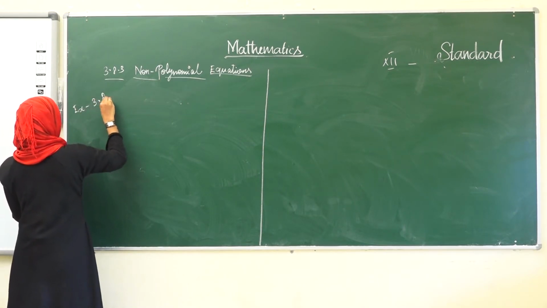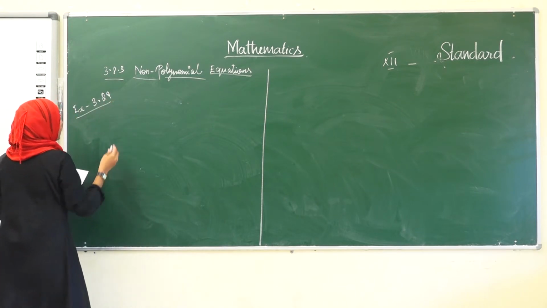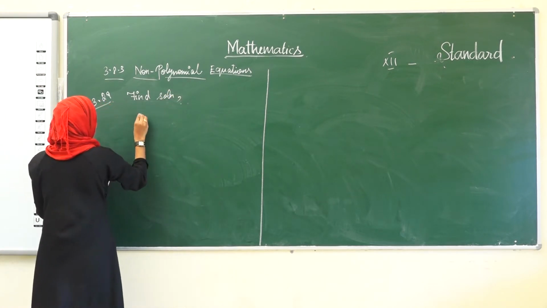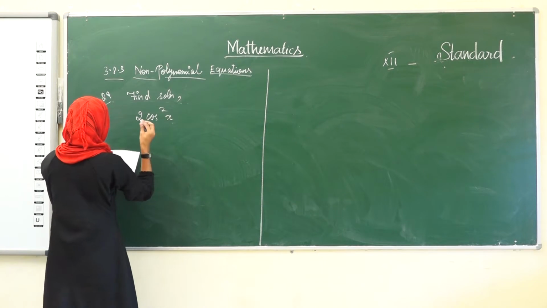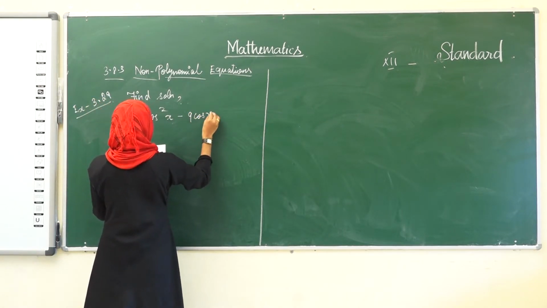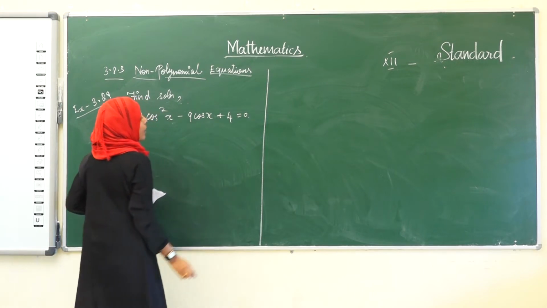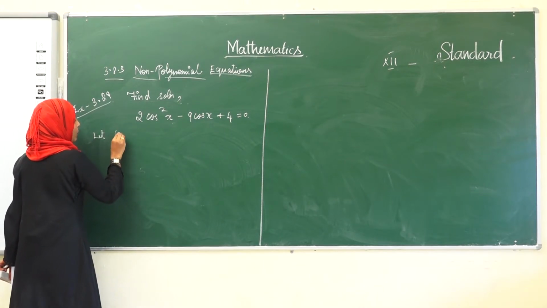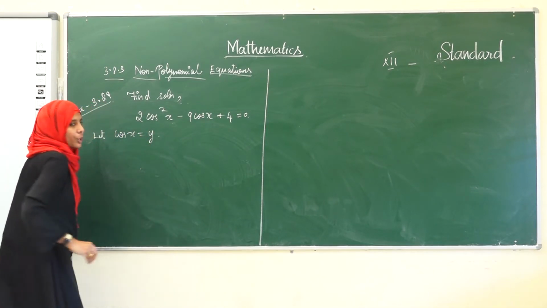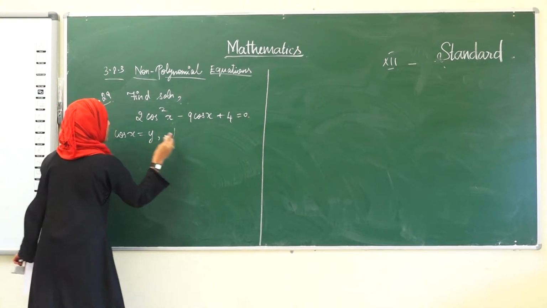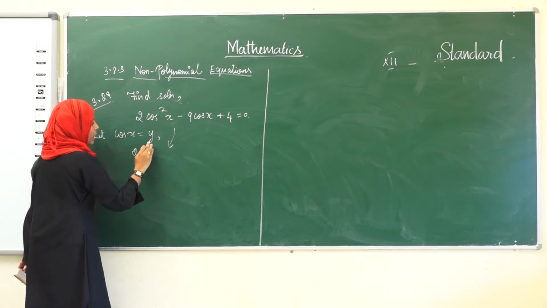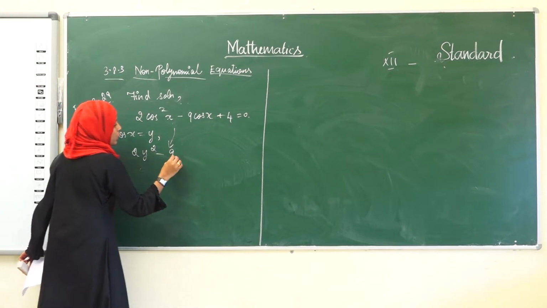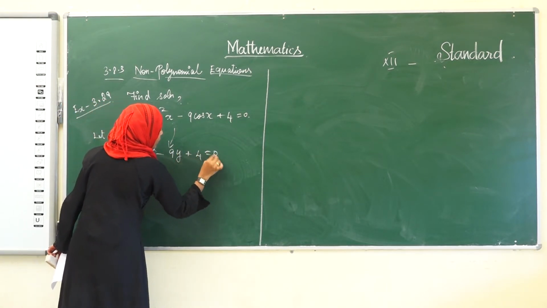Example number 3.29. What have they asked us to do? They have asked us to find the solution, if any, of the equation 2 cos square x minus 9 cos x plus 4 equal to 0. They have given an equation of this type. Now what we are going to do is, let cos x be y. We are going to substitute this. Then the equation becomes 2 into y square (for cos x we got y, so cos square x will be y square) minus 9 into y (cos x is y) plus 4 equal to 0.